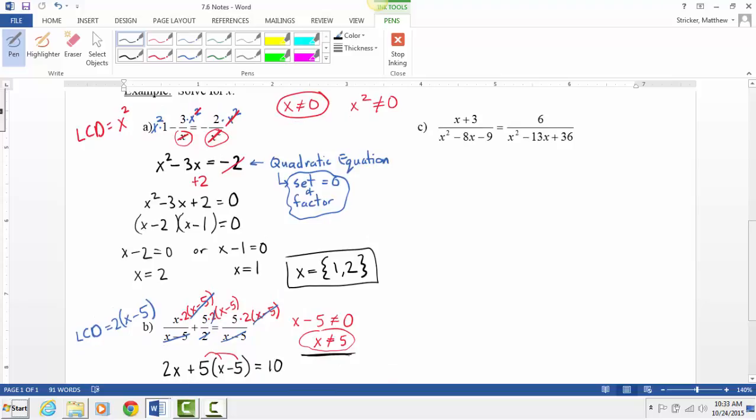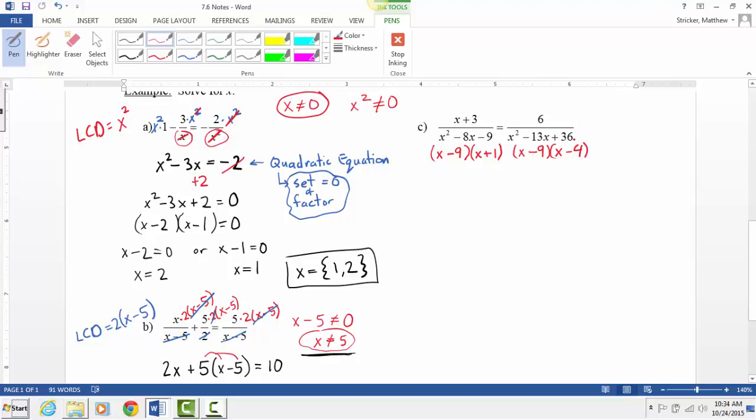Example C. Now this one looks a lot more complicated because these denominators look ugly. But what we can do to simplify this is we can factor both sides. We can factor this denominator. Okay, this denominator will factor to x minus 9 times x plus 1. And then this right-hand denominator, that will factor to x minus 9 and x minus 4. Negative 4 times negative 9 is positive 36, and negative 9 plus negative 4 is negative 13.